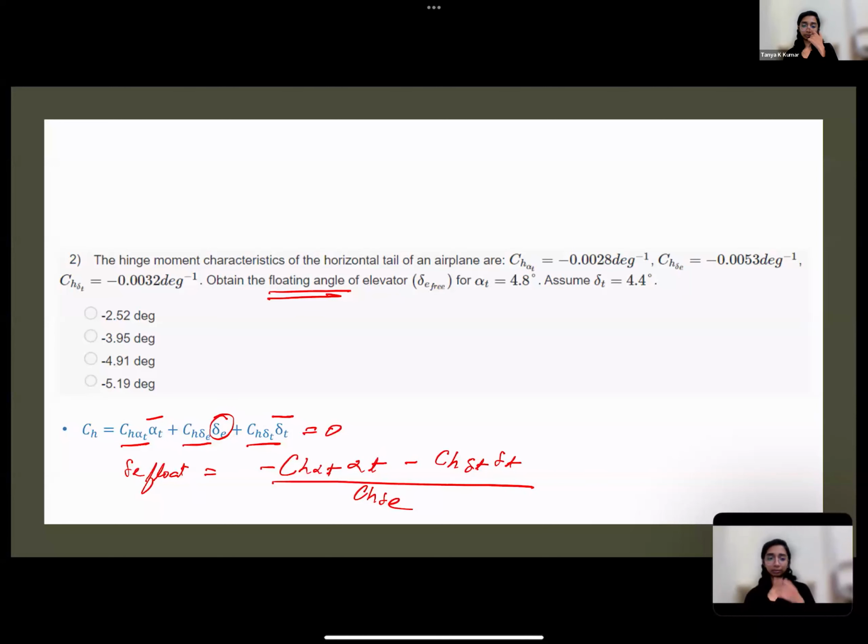What is the value? 5.19. So it is 5.19 degrees. It's given here.